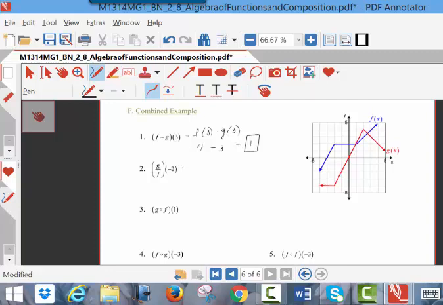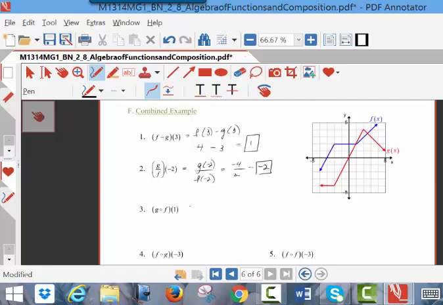Okay, so this one, part 2, is g of negative 2 over f of negative 2. So here your x value is negative 2. Your g, remember, is your red line. So what is g of negative 2? Negative 4. And f of negative 2 on the blue line is a positive 2. Isn't this a lot better than the last page?